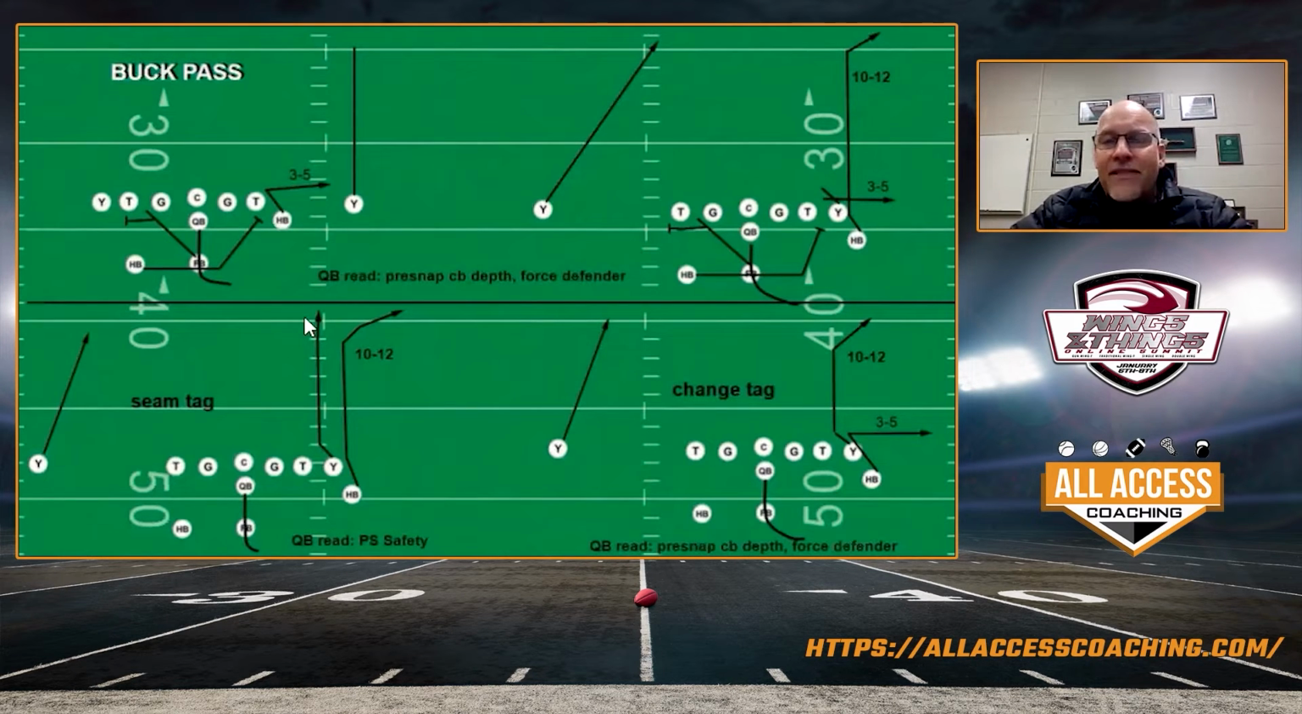We can also tag them. I love running the seam tag over here against cover 2 coverage. So if you've got a hard corner here and you got a safety on the hash, we're going to run 2 deep routes. We're going to use this guy right here to hold up the safety. We're going to down step and run the corner. And basically, we're going to read that safety right there. Some things look good when we're doing it. Some things don't look so good.